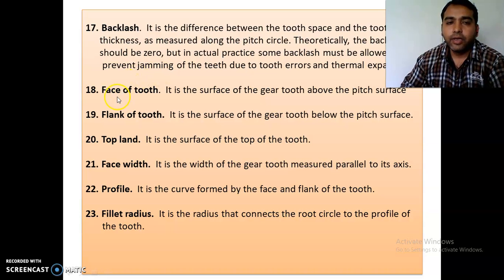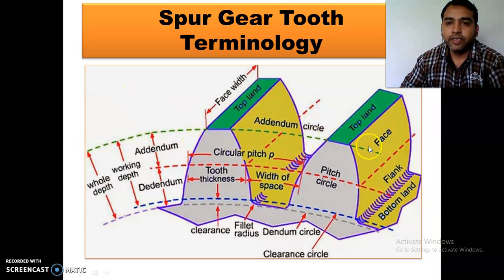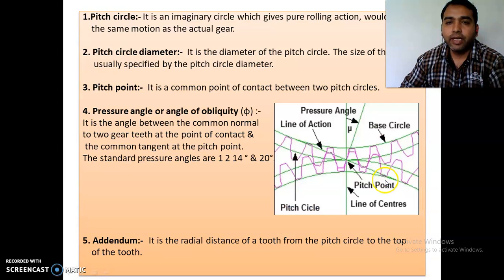Okay. Now 18. Face of tooth. It is the surface of gear tooth above the pitch circle. Face of tooth, it is the surface above the pitch circle. So that is called as face. Tooth space flank. It is the area below the pitch circle of tooth space. Okay, so this is called as flank.